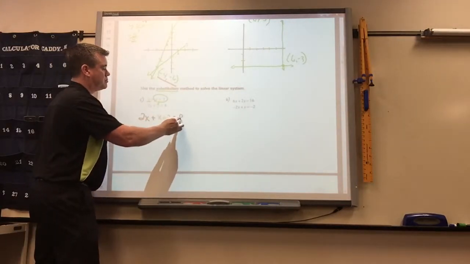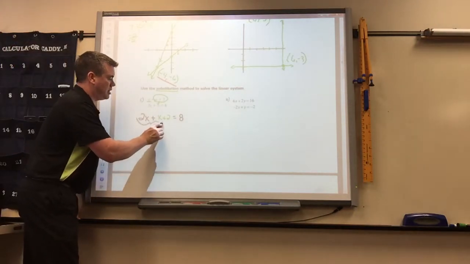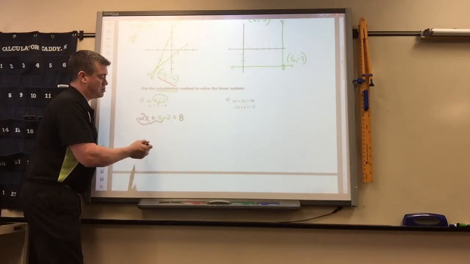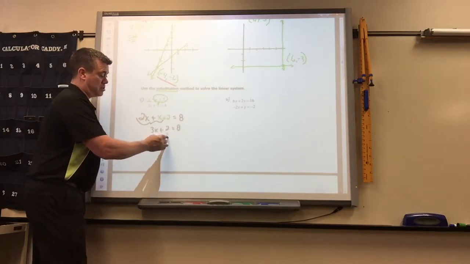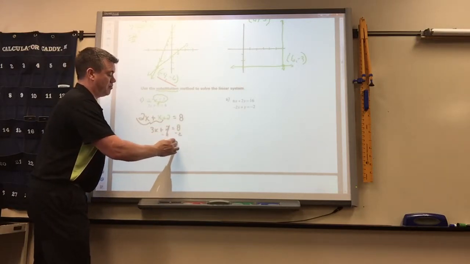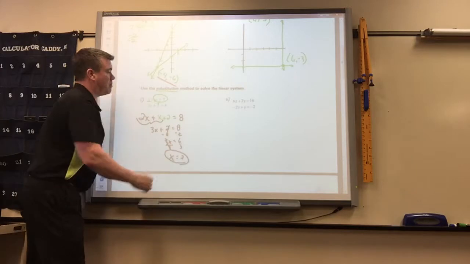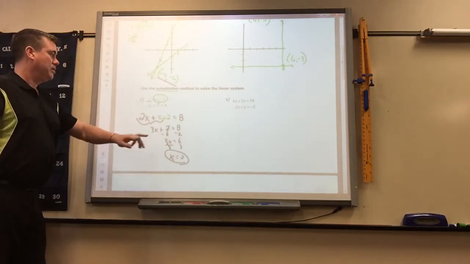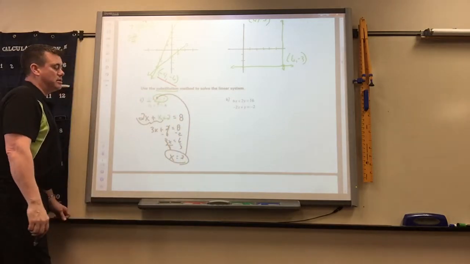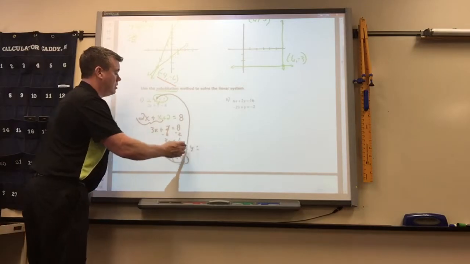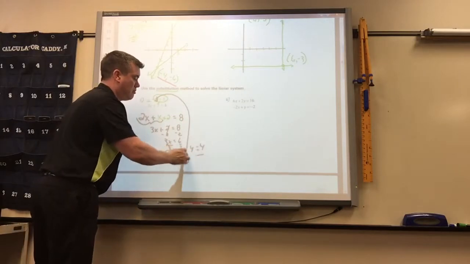equals 8. And then you solve the equation. You can combine these two. 2x plus 2 is 3x. And then you just solve it, subtract 2. And then divide by 3. X equals 2. So remember now, all of these have 2 answers. So to figure out what y is, just plug this back in right there, which is the easiest one. So if x is 2, put a 2 in place of the x. So y equals 2 plus 2, 4.